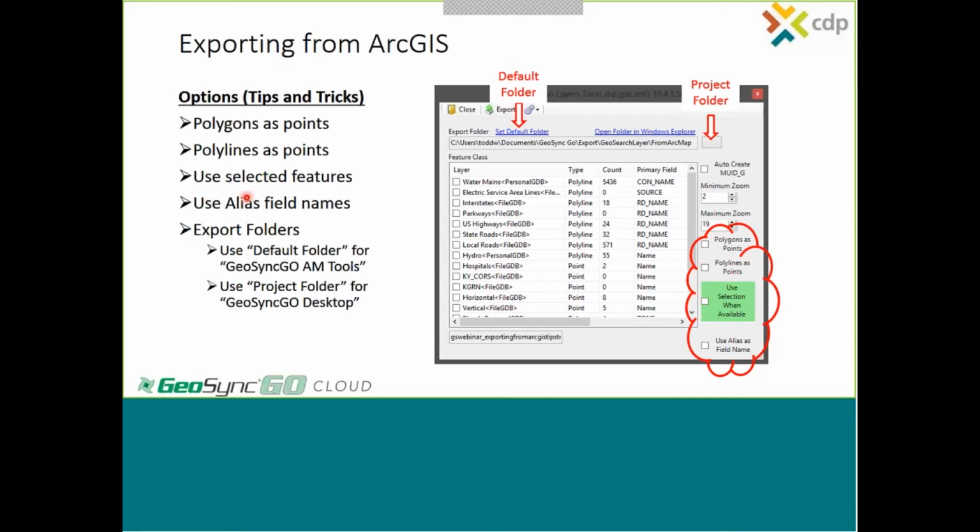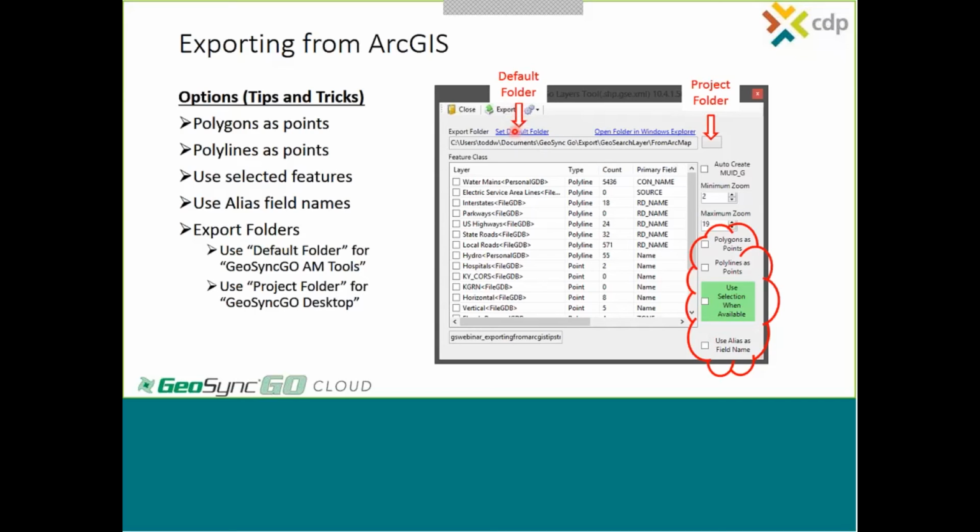Another option would be to use selected features. If you have done a feature selection in your ArcGIS project, you can select that layer in the list and turn on the use selection when available option, so it will only export those features that are selected. Similar to what you would do for exporting a shapefile from ArcGIS. You would only export out the selected features to GeoSyncGO. If you turn this option on, when the feature class is exported, the field names that have an alias will actually use that alias as the field name.